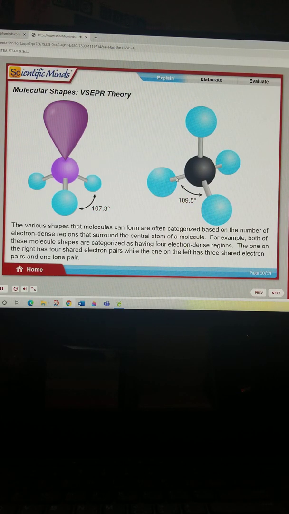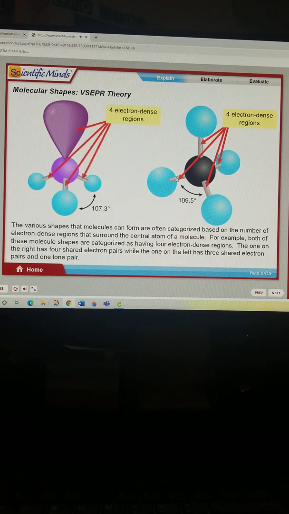The various shapes that molecules can form are often categorized based on the number of electron-dense regions that surround the central atom of a molecule. For example, both of these molecule shapes are categorized as having 4 electron-dense regions. The one on the right has 4 shared electron pairs, while the one on the left has 3 shared electron pairs and 1 lone pair.